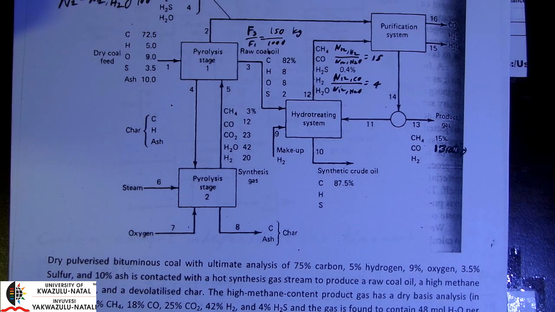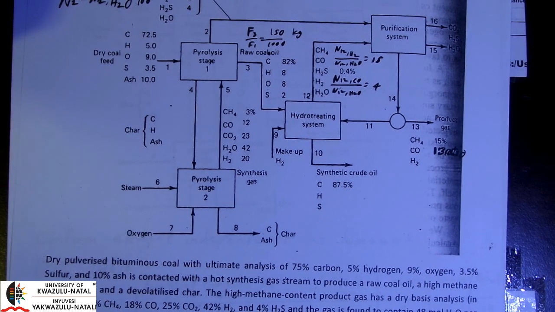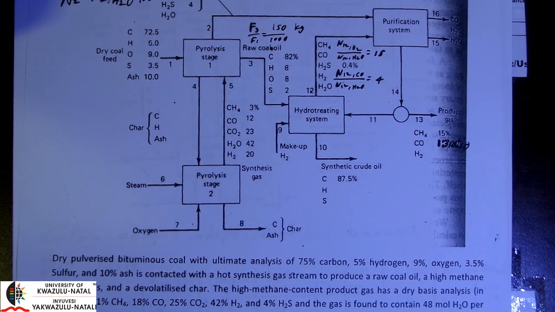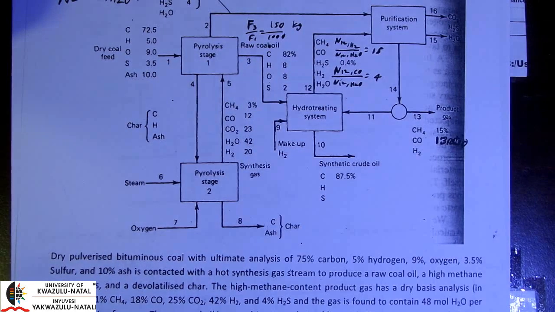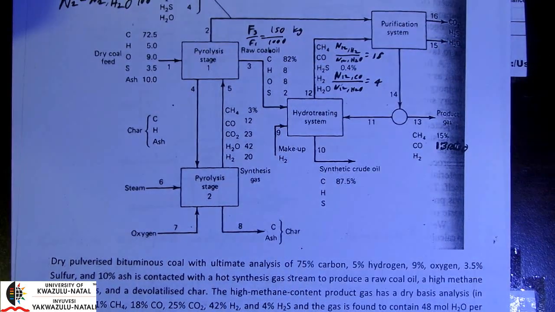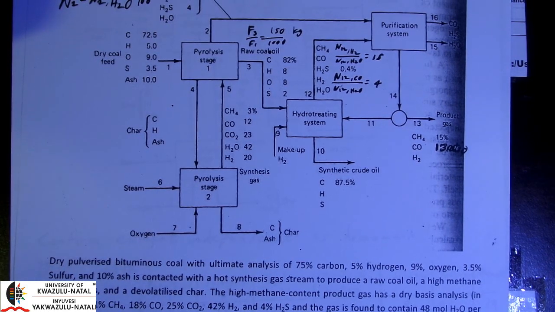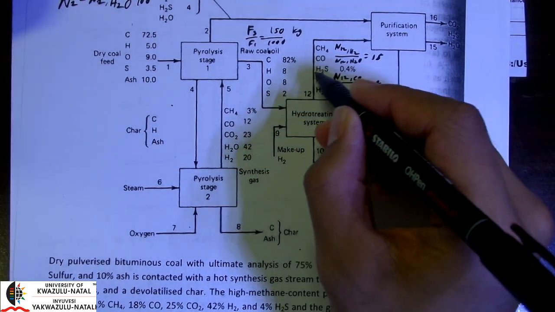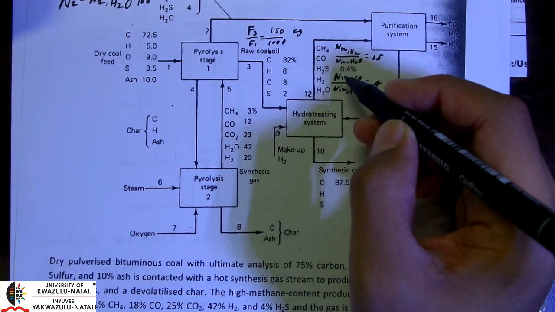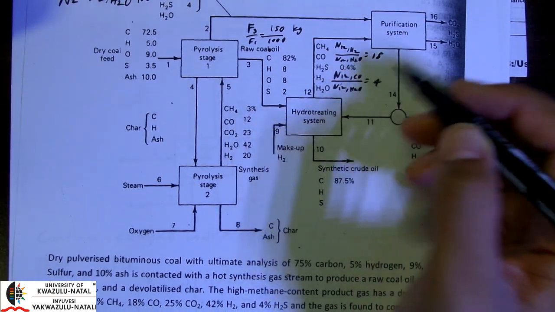Okay, and hydrotreating increases the hydrogen content of the oil by removing oxygen and sulfur from our raw coal oil, and the off gases from the hydrotreating system will also be sent to the purification system. Okay, and we are given the composition of H2S as well as the mole ratios of our H2 to water as well as our CO to water.